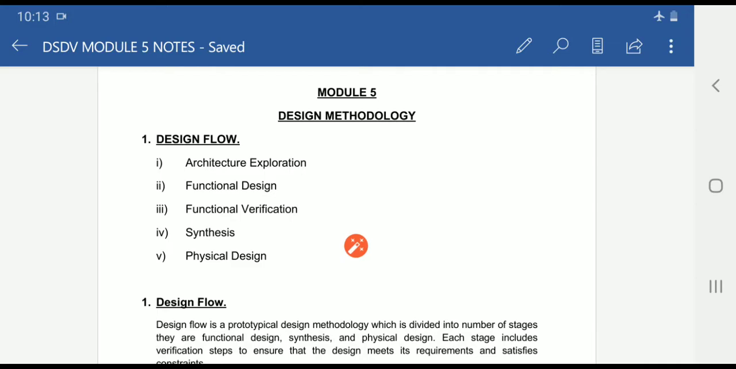So first, what is architecture exploration? Architecture exploration is used to analyze the requirements given by the client and develops the overall organization of a digital system. Functional design is nothing but it allows the designer to develop a behavioral model of the component which belongs to the system. Functional verification here is used to verify the functionality of a design.